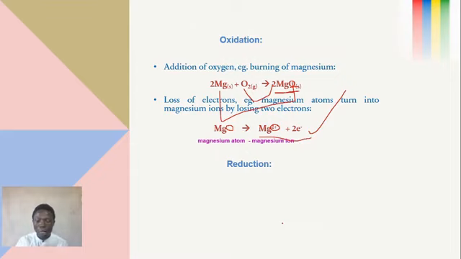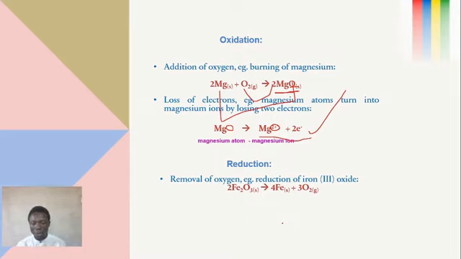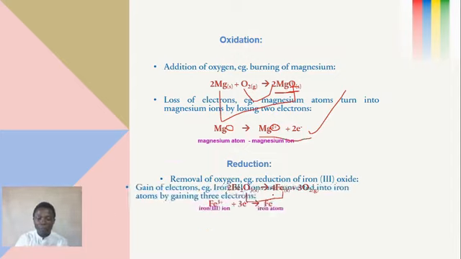So reduction, quickly. Removal of oxygen, that is reduction. So there's reduction of iron 2 oxide. This is iron 2 oxide, and you can see that here, to this. So oxygen has been separated, has been removed from iron 2. That means that is reduction. So removal of oxygen. Okay, good.